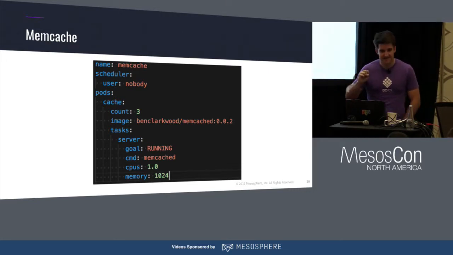Each of them has a single task. It's going to reserve one CPU and a gig of memory for each one. Memcache is just going to turn on. Neat, right? It's a very simple, most basic possible example.